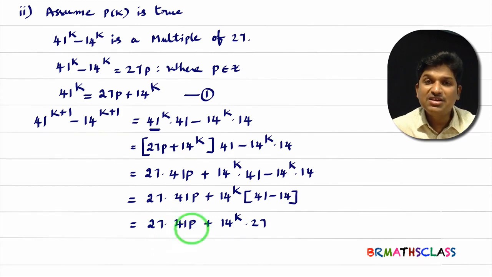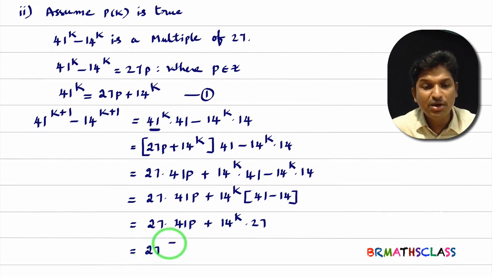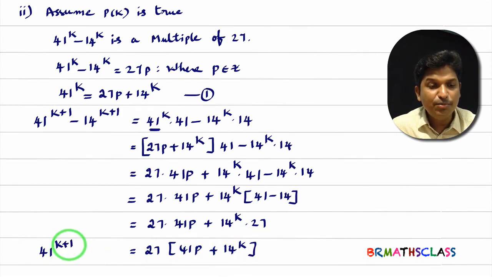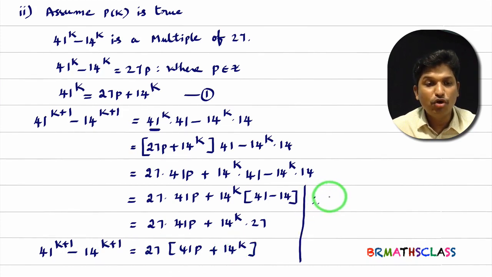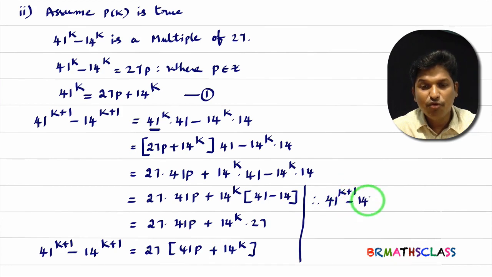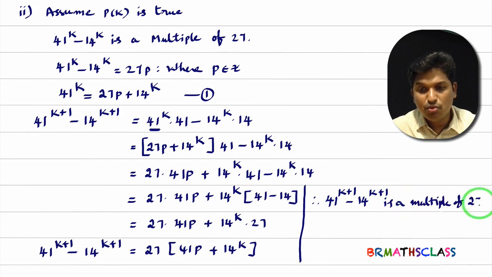Now you observe, in this term 27 is there. In this term also 27 is there. So I can take 27 common. So you take 27 common. What you will get? 41p plus 14 power k. What happened? We proved that 41 power k plus 1 minus 14 power k plus 1 is a multiple of 27. So I'll write here, therefore, 41 power k plus 1 minus 14 power k plus 1 is a multiple of 27.